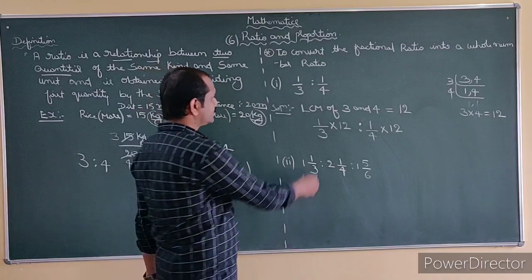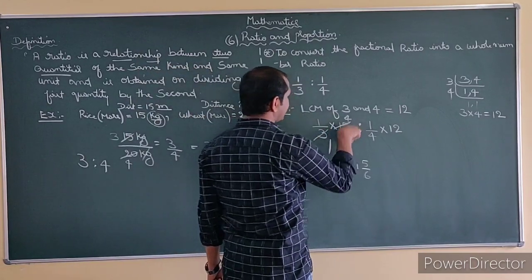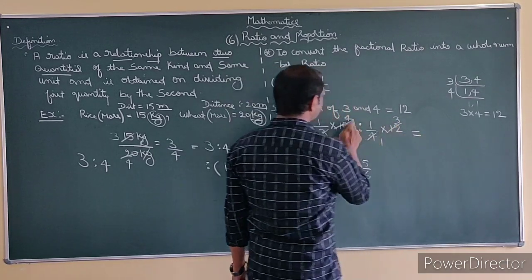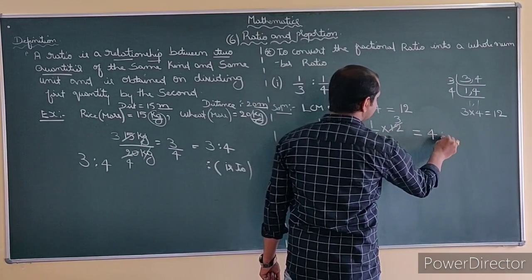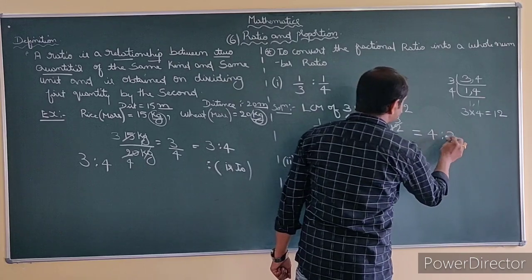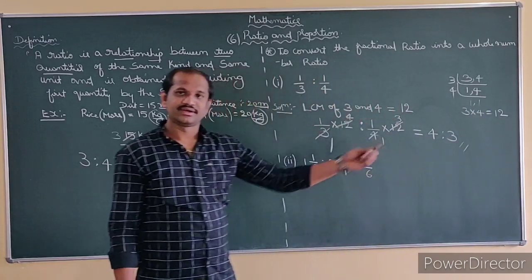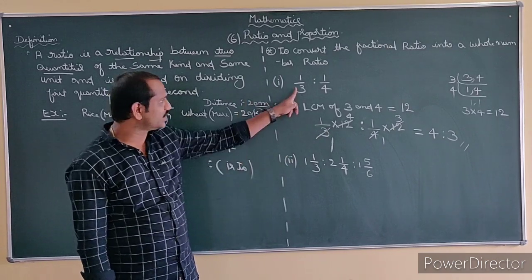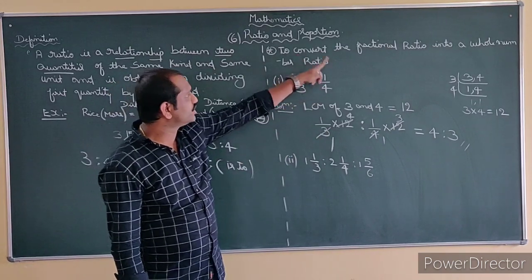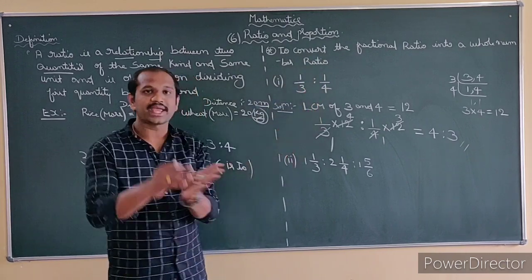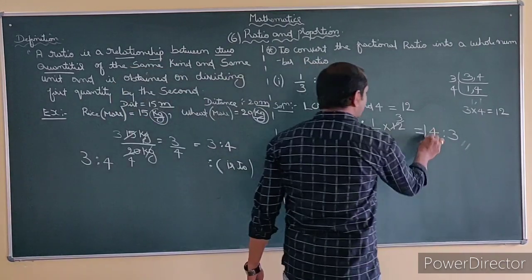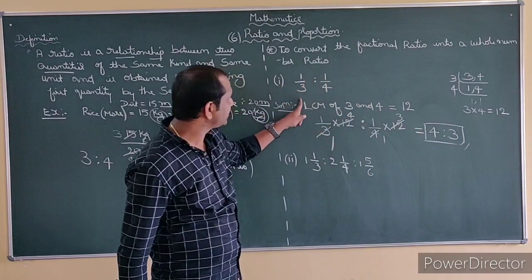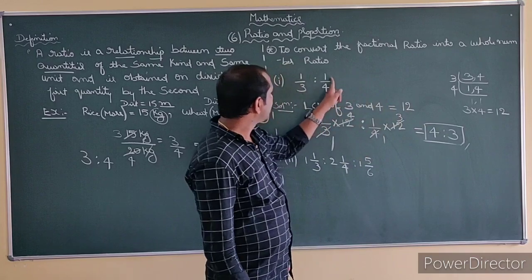Can you see this? Now 3 ones are 3, 3 4s are 12. 4 ones are 4, 4 3s are 12. So it is 4 and 3. Therefore what is the ratio? 4 is to 3. 4 is to 3 is the ratio. So I only have to take the LCM when converting a fractional ratio to a whole number ratio. Now you have got the whole number ratio, that is 4 is to 3. Before it was 1 by 3, it has become 4. 1 by 4 has become 3.